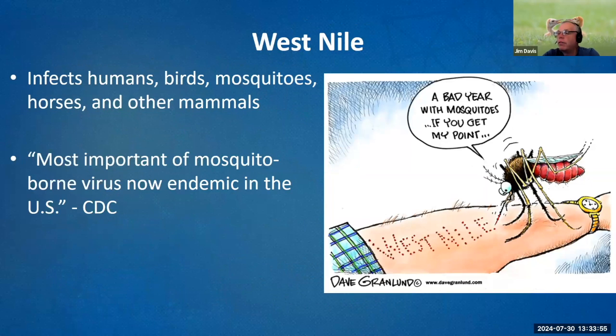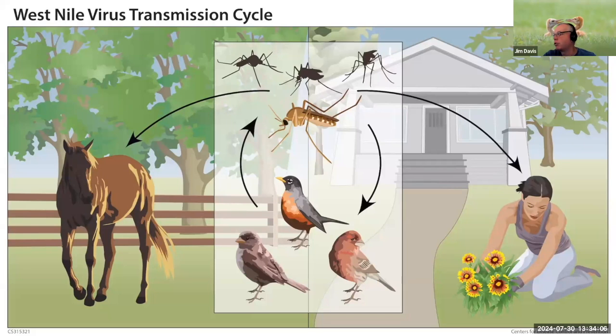West Nile infects humans, birds, mosquitoes, horses, and other mammals. This is the most important of the mosquito-borne viruses now endemic in the United States. West Nile transmission cycles between mosquitoes, especially the Culex species, and birds. Some infected birds can develop high levels of virus in their bloodstream, and mosquitoes can become infected by biting these infected birds. After a week, the infected mosquitoes can pass the virus to more birds when they bite.